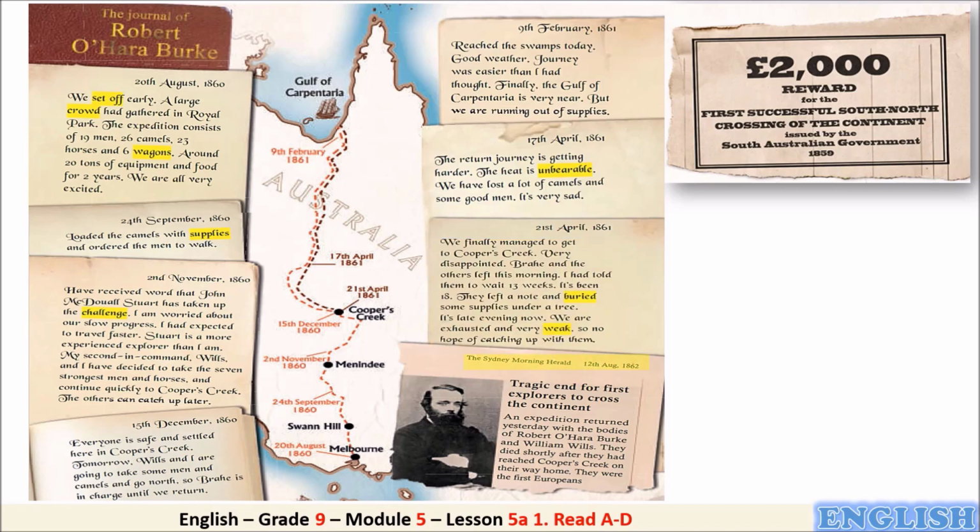The Sydney Morning Herald, the 12th of August, 1862. Tragic end for first explorers to cross the continent. An expedition returned yesterday with the bodies of Robert O'Hara Burke and William Wills. They died shortly after they had reached Cooper's Creek on their way home. They were the first Europeans.